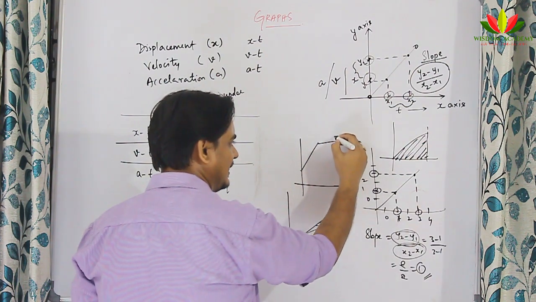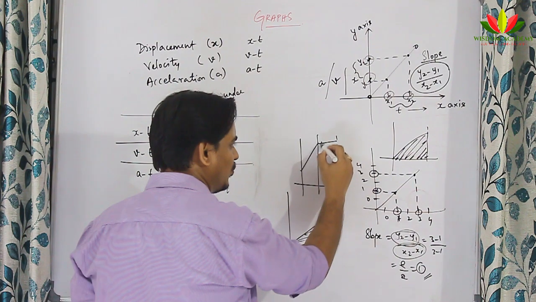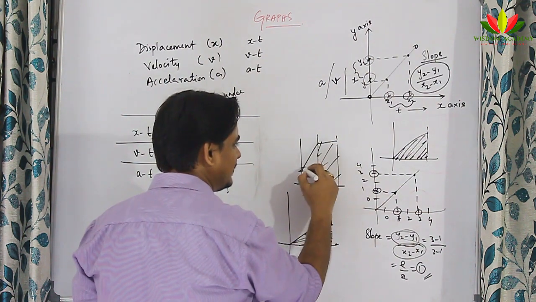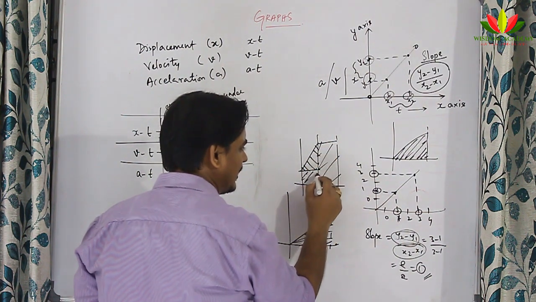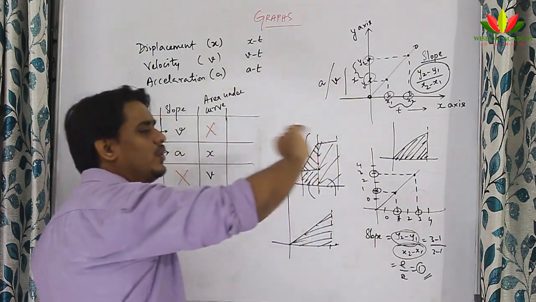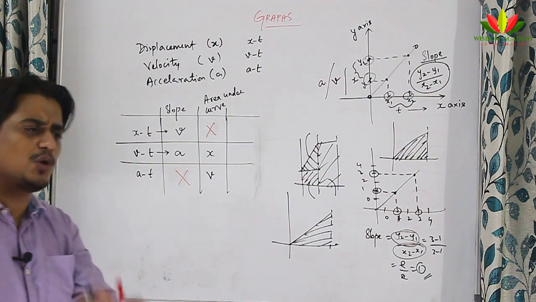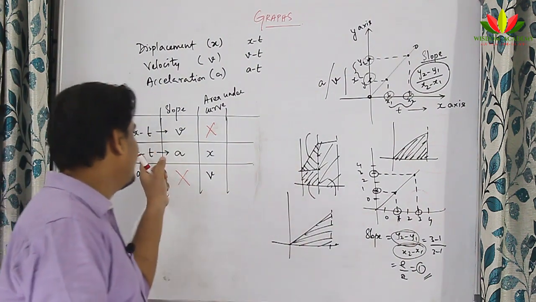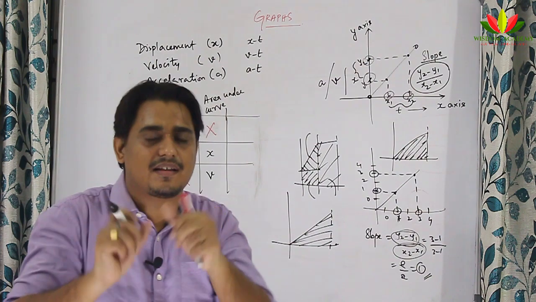Suppose some graph is drawn like this, then find this area completely, dividing it into parts. This is one rectangle, this is one triangle and this is another rectangle or square. Find this area plus this area plus this area, you will get the total displacement of the body. So it is very simple to find displacement from any v-t graph, find the area under the curve.